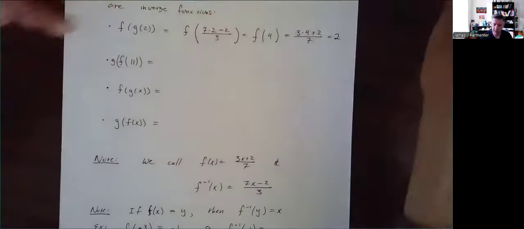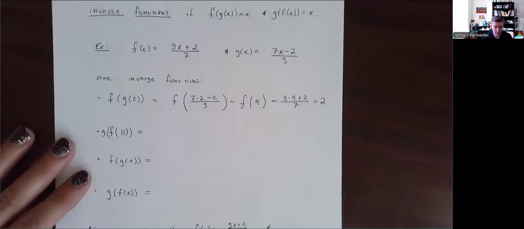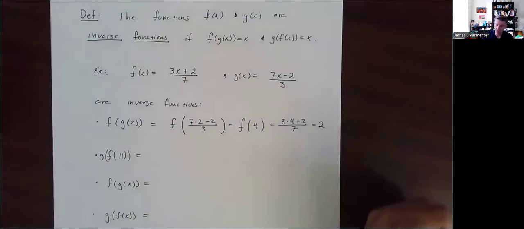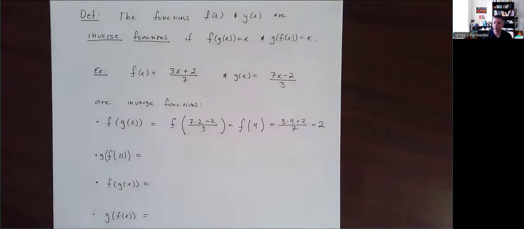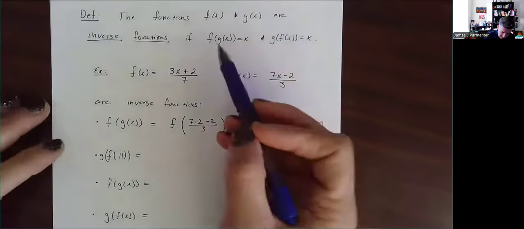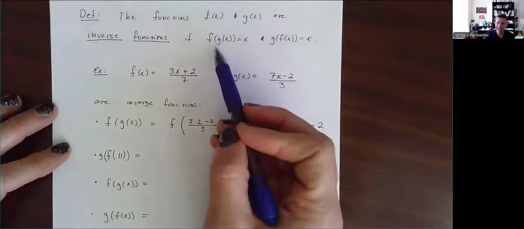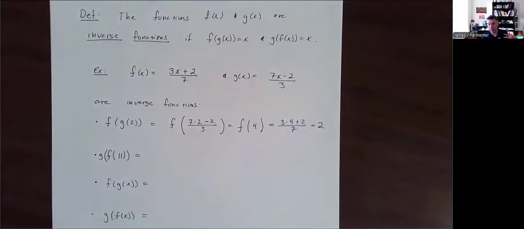So composition is just a function of a function. Definition: the functions f of x and g of x are inverse functions if f of g of x equals x and g of f of x equals x. In other words, f of x and g of x are inverse functions if they undo each other. The way I think about this really is, if f of g of x is equal to x, that means g did something to the x value, and then f of that undoes what g does and gets you back to the x value you started at.